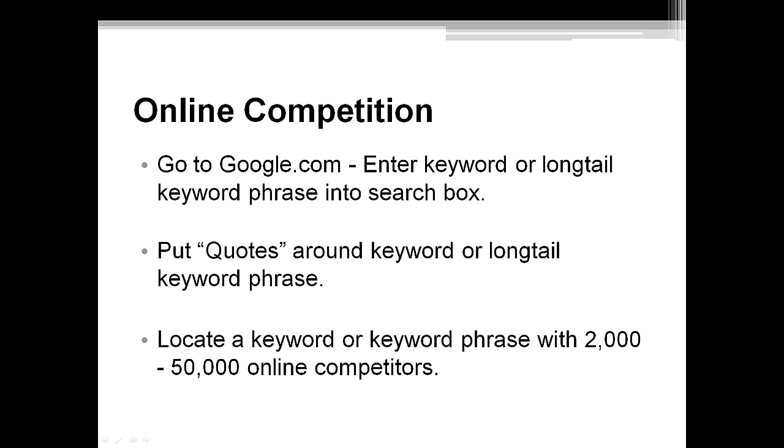You want to locate a keyword or keyword phrase with between 2,000 and 50,000 online competitors. This means that Google is going to tell you that there are X number of results, whether that's 2,700, 10,000, 38,000. You want to be within the range of roughly 2,000 to 50,000 online competitors, as opposed to, say, 38 million online competitors.